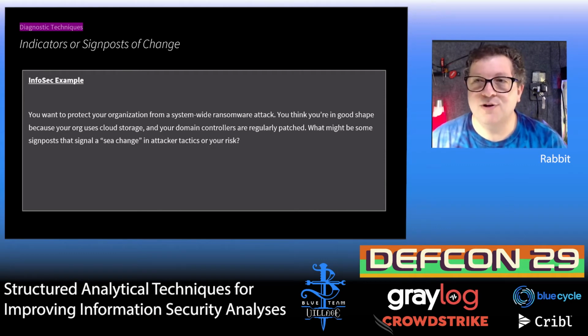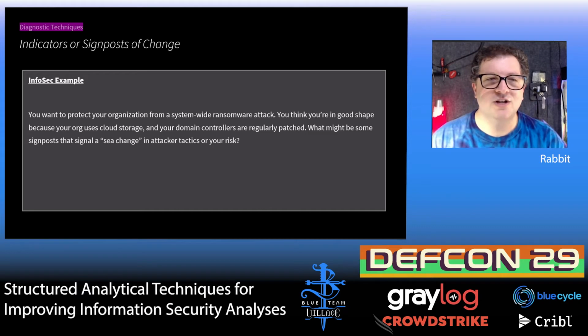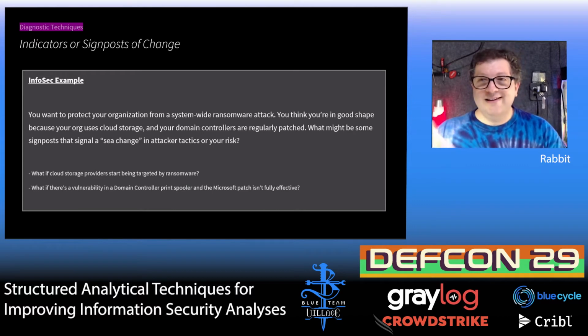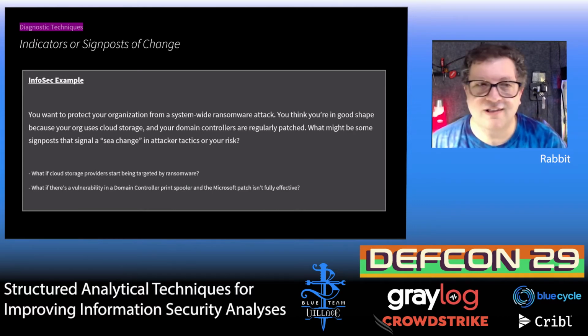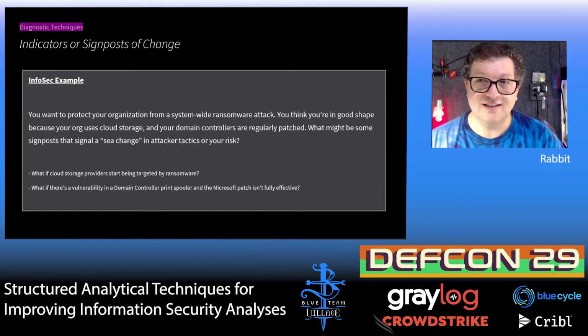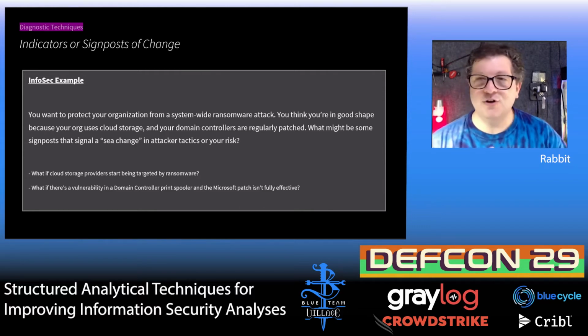What might be some signposts that this assessment you've made, that you don't really need to worry about it too much, might be changing, and you might need to rethink that scenario or rethink that risk or conclusion? Well, for one, if ransomware attackers start attacking cloud storage providers a lot more, that's a fundamental change to their tactics and their TTPs by your estimation. So that should cause you to rethink your conclusion.